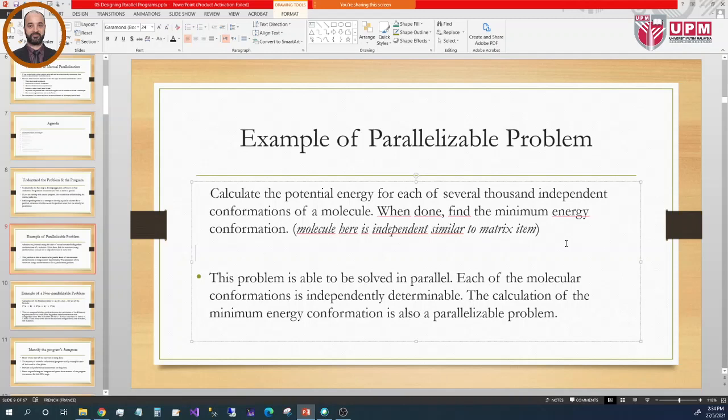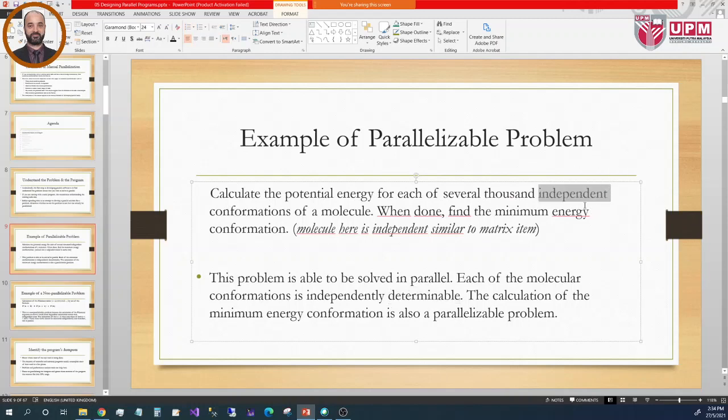All items in the matrix are independent. That's why it could be solved in parallel. So this problem is able to be solved in parallel. Each of the molecular conformations is independently determinable. So as you can see here, from the beginning, they say to calculate the potential energy for each of several thousand independent.